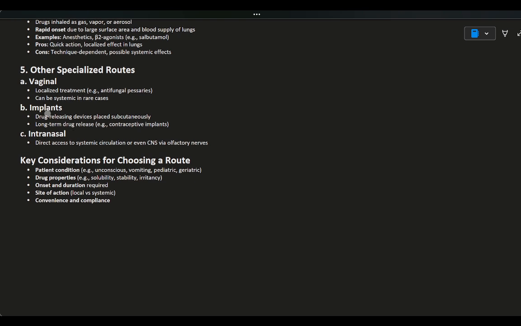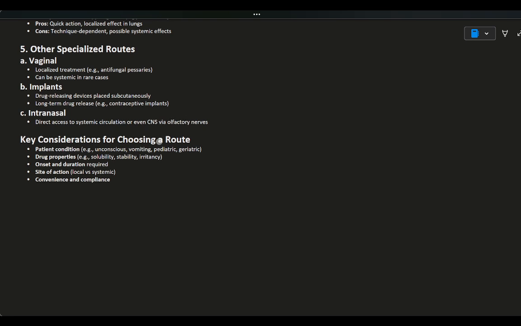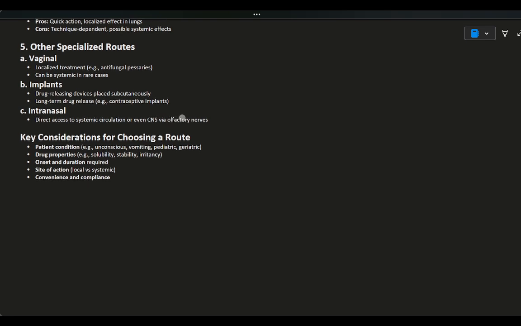You also have implants, where you have drug-releasing devices placed subcutaneously. And benefit of this is that it can facilitate long-term drug release, so contraceptive implants are one example of them. And then your intranasal routes, so this involves direct access to systemic circulation, or even the central nervous system via the olfactory nerves, which are located underneath your olfactory bulb and the cribriform plate of your skull.